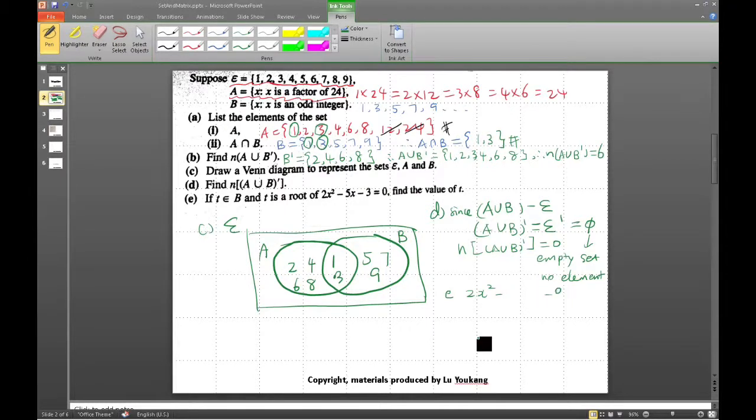And now we are asked to find E. So what we have is 2x² − 5x − 3 = 0. You should use the table method or whatever method you can think of to find x. This is a quadratic equation. After solving it, you should get x = −1/2 or x = 3. And x = −1/2 should be rejected because it cannot be a negative value. Therefore, x = 3.